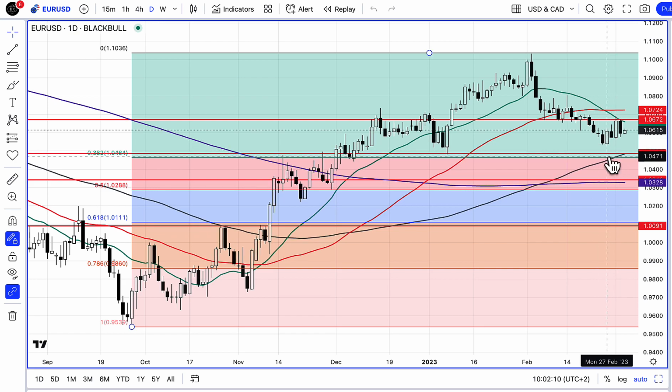this level down here. This is the Fibonacci level at around 1.05, and then ideally we'd get down to 1.0350 or 1.03 with the next Fibonacci, the 50% and the 200-day moving average line. But once again, all of this stuff really depends on how the market interprets what's going on with the Fed.